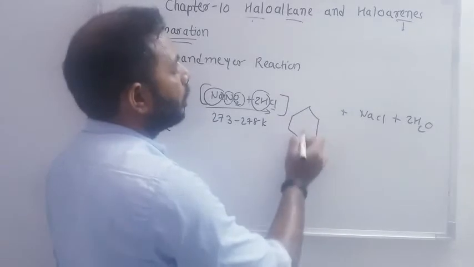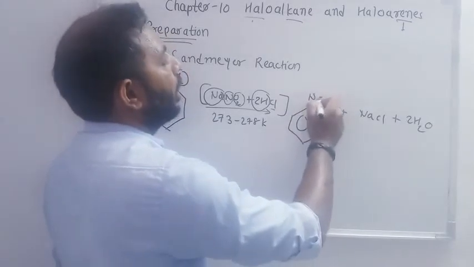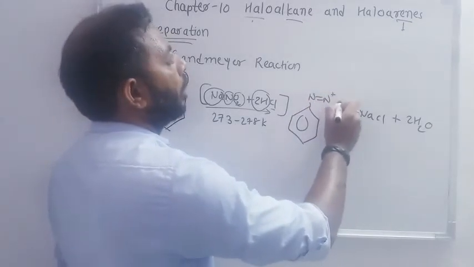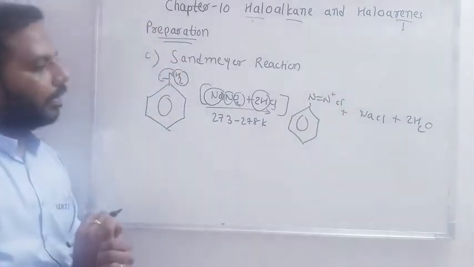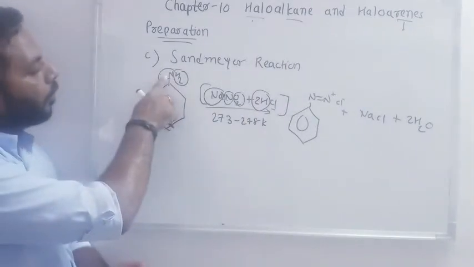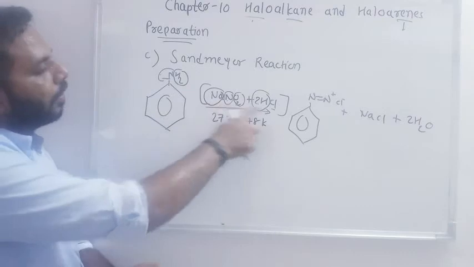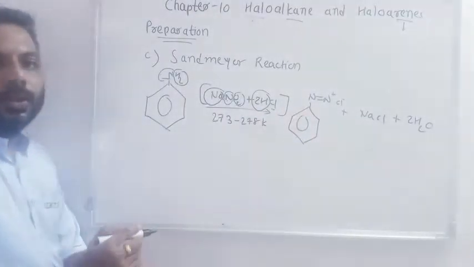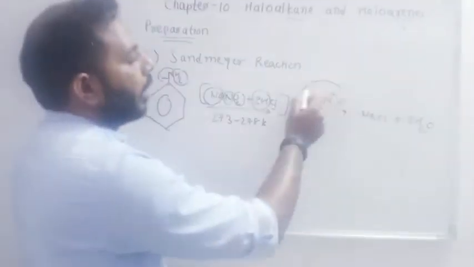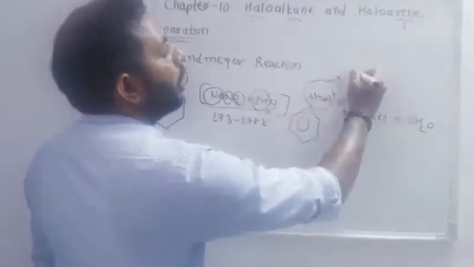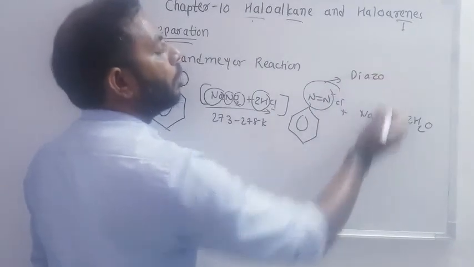So we'll write the two nitrogens like this and the chlorine like this. One nitrogen from here, one nitrogen from here and one chlorine from here. If two nitrogens are associated, that group is known as the diazo group. So two nitrogens are known as the diazo group.